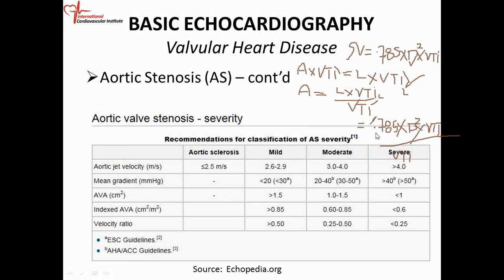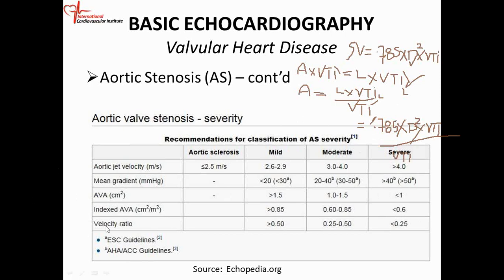If we use our continuity equation, this one that you have to remember at 3 a.m., and the aortic valve area is less than 1 centimeter squared, it is severe. If you're going to index it, and remember, when you index anything, you divide it by the body surface area, and the index comes out to be less than 0.6 centimeters squared, then it's severe aortic stenosis.